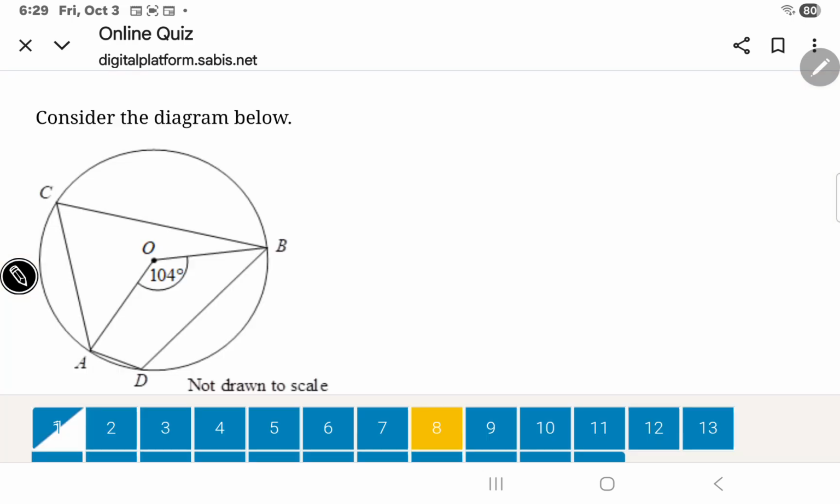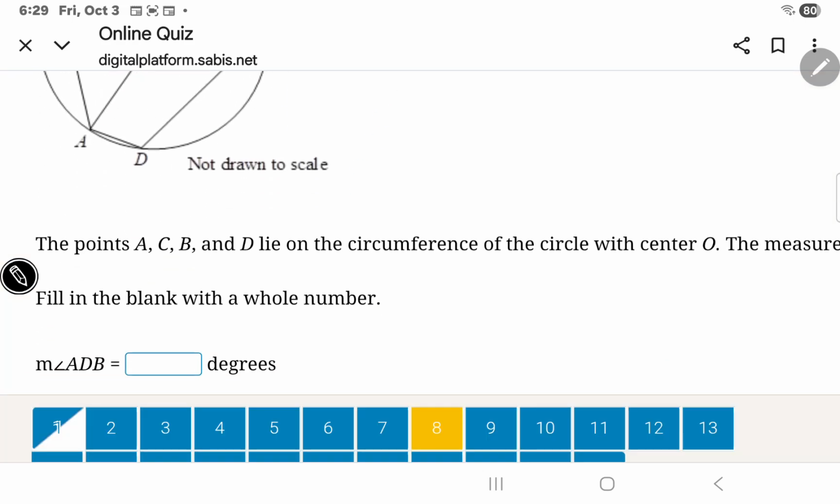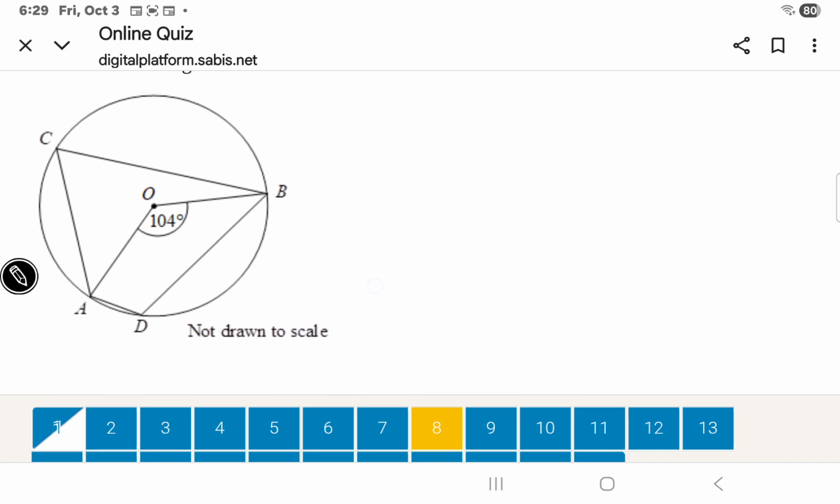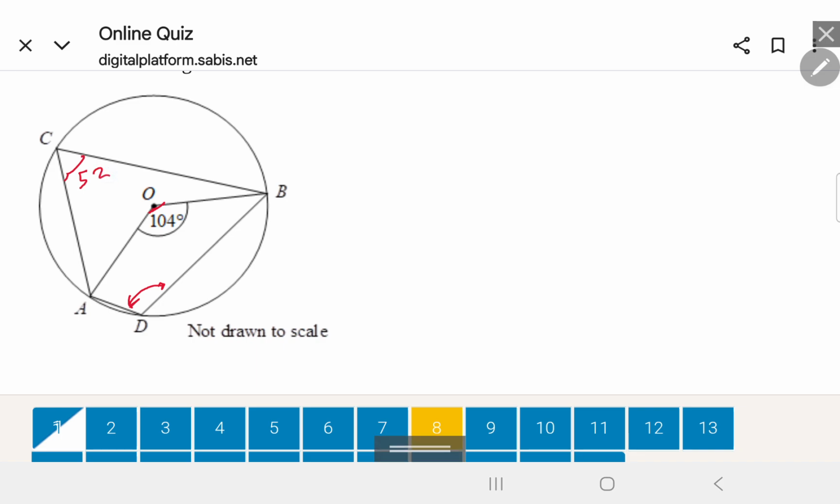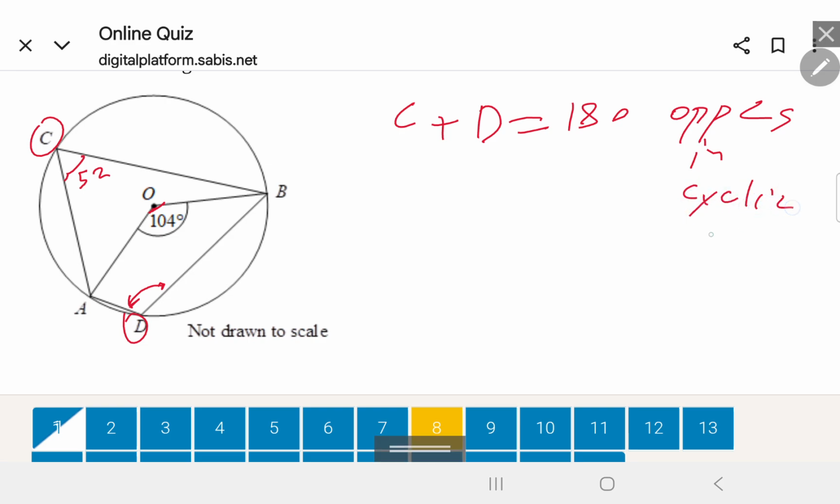Question number 8 now. Here you have to find angle ADB in this diagram. ADB means this angle here. First step, you can see this angle C is an inscribed angle, and this is the angle at the center. So this C is half of O, 52. Next step, opposite angles in a cyclic quadrilateral, C plus D must equal 180 degrees, because these are opposite angles in a cyclic quadrilateral.